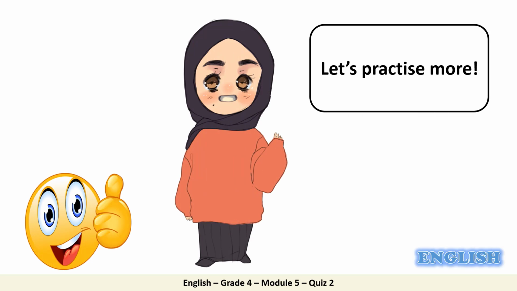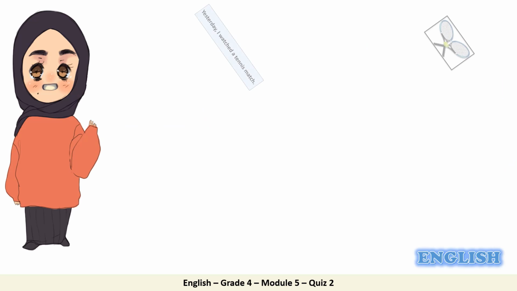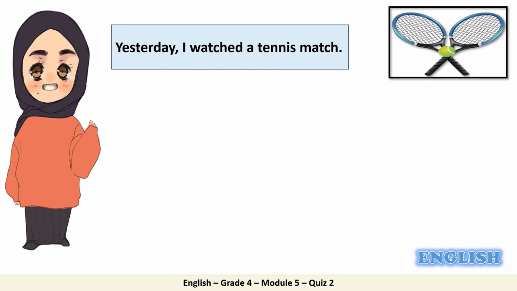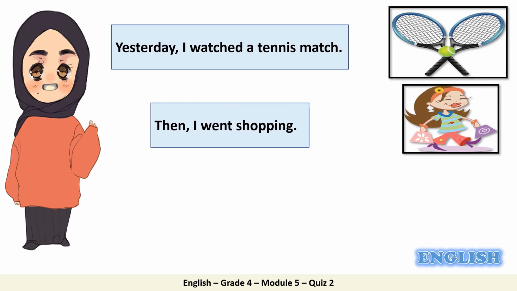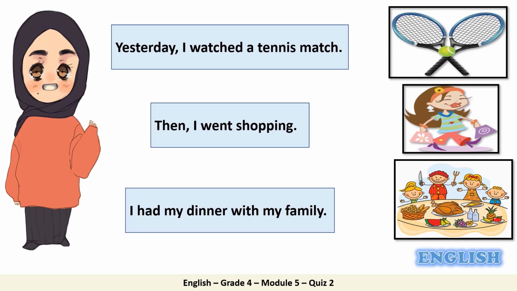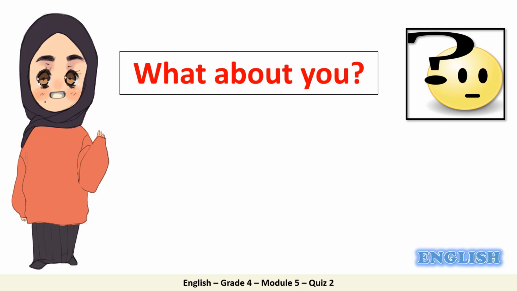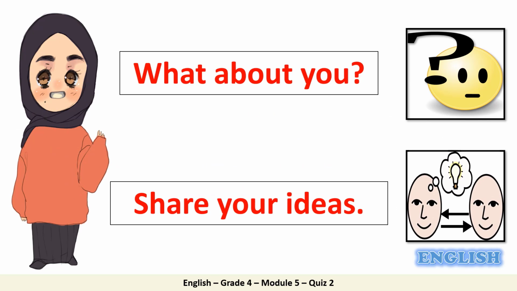Let's practice more. Open up your workbook, page number 55, activity number 3. Write 3 things you did yesterday. Let me give you an example of what I did yesterday. Yesterday I watched a tennis match. Then I went shopping. I had my dinner with my family. What about you? Don't forget to share your ideas with your friends and teachers.